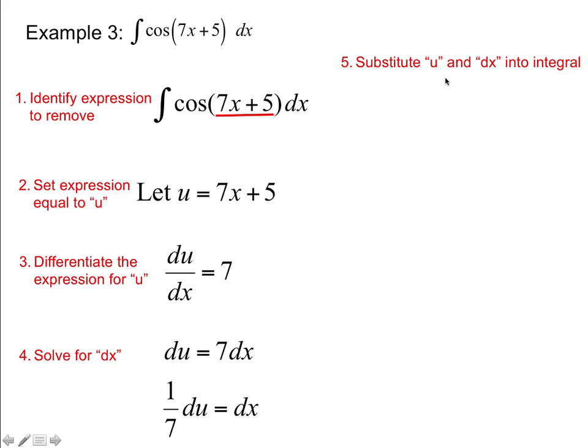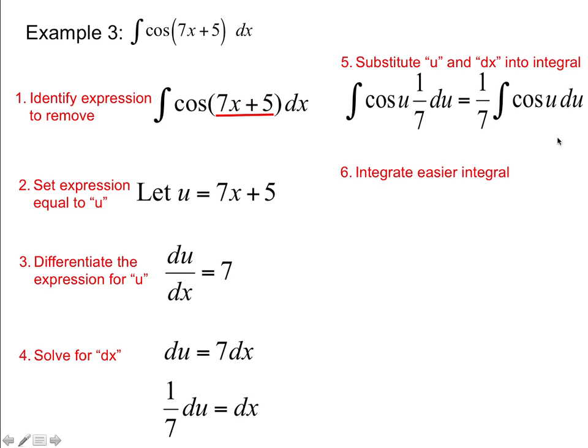Step 5, I'm going to take this expression and substitute in u and substitute the dx and get a simpler expression. So I now have, instead of this, I have cosine u, and instead of dx, I have 1/7 du. And then I'm going to use my properties to bring my 1/7 out front, and I have a simpler integral. This is definitely simpler than that. So I'm integrating cosine u du.